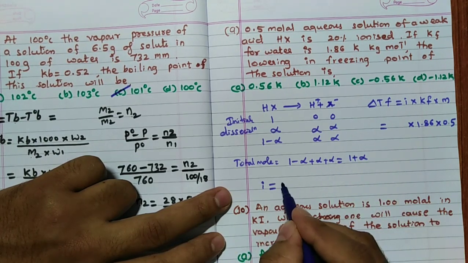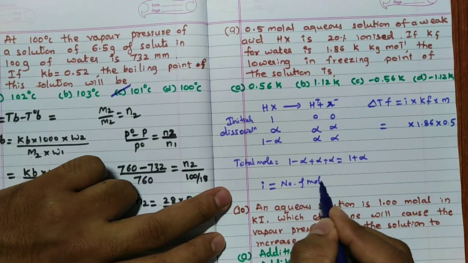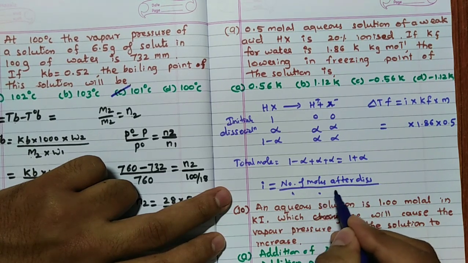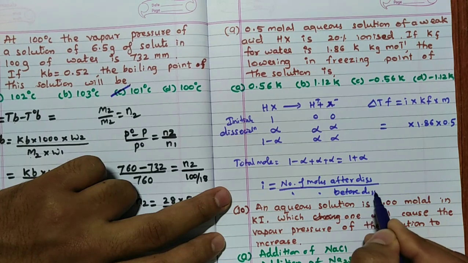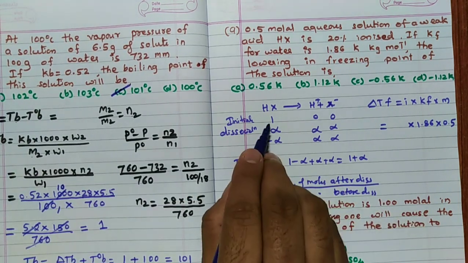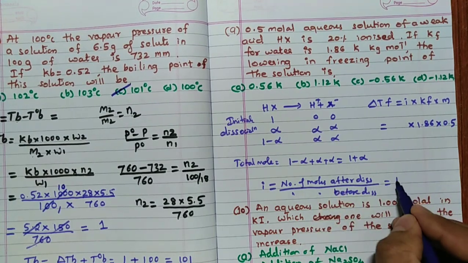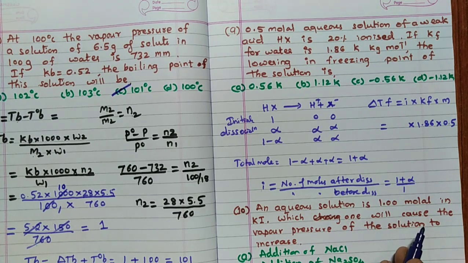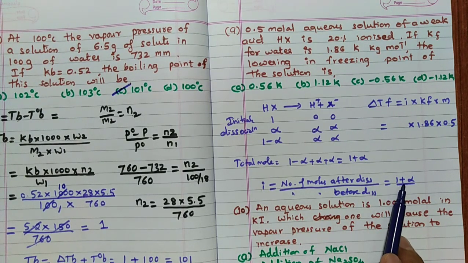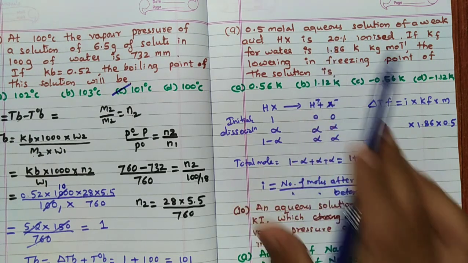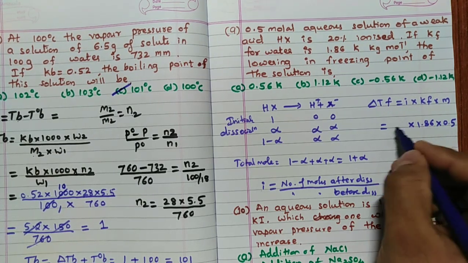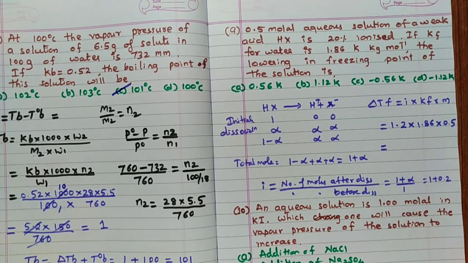We know that i is equal to number of moles after dissociation divided by number of moles before dissociation. So before dissociation is how much? 1 mole, right? 1 mole. So after dissociation is how much? 1 plus alpha. So 1 plus alpha divided by 1. So hence I told you, i is equal to 1 plus alpha. Directly you can take. Right? If i is equal to 1 plus alpha, alpha is 20%. 20% means 0.2. Alpha is 0.2. 1 plus 0.2 is nothing but 1.2. So 1.2 into 1.86 into 0.5.